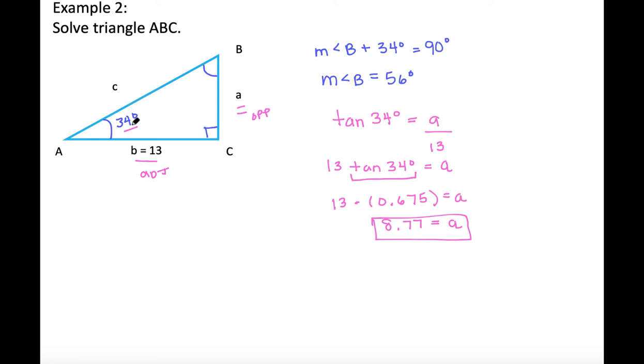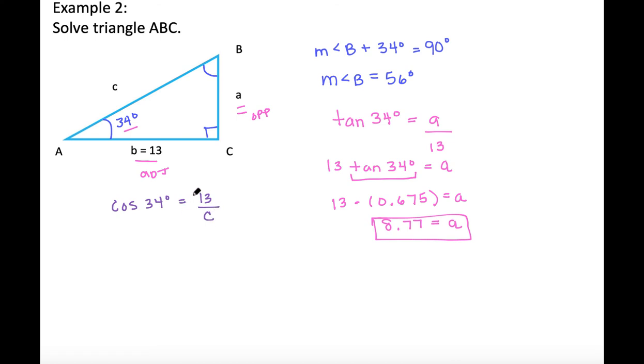Okay, so the last thing that we need to find when we're solving our triangle is side length C. So if we know our angle is 34 degrees, we have the adjacent side and we're looking for our unknown, which is the hypotenuse, we can set up the ratio of cosine of the angle. Cosine of 34 degrees is equal to 13 divided by c. One possible way to solve this would be multiply c on both sides and then divide both sides by the cosine of 34 degrees.